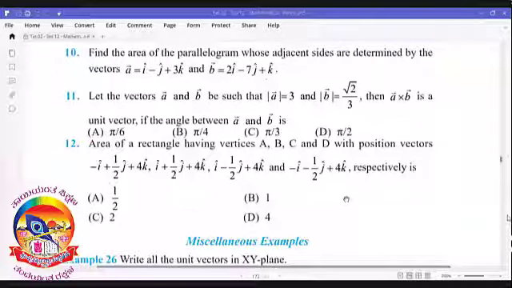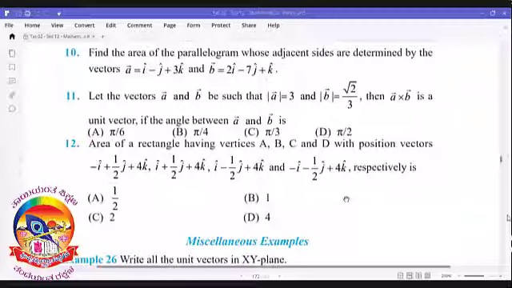And the 11th problem. See, I am going to give you the 11th problem. See problem number 11 on the screen. He has given you the magnitude of A bar is equal to 3, right? Magnitude of B bar is equal to root 2 upon 3, right? A cross B is a unit vector, meaning magnitude of A bar cross B bar is equal to 1.